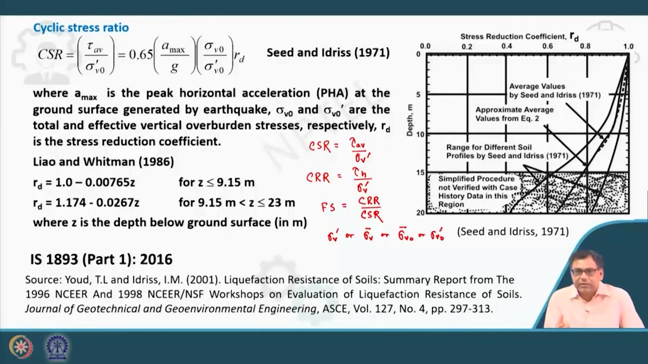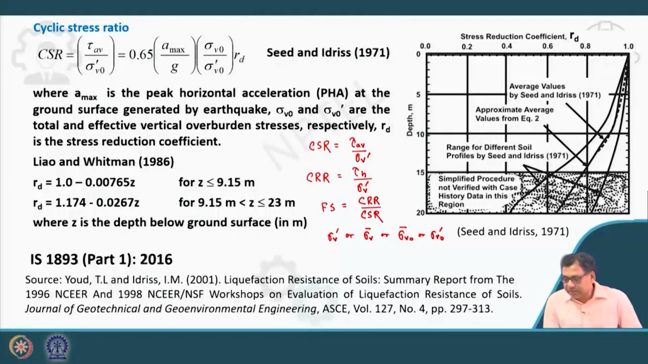Okay, if it is the ground surface Amax, then you can directly use it, or if it is the bedrock, then you have to do the ground response analysis. From the bedrock you will have to get the ground surface acceleration Amax, and that Amax you have to use here. I have already discussed those in my previous module. So here Amax is the peak horizontal acceleration at the ground surface generated by the earthquake. Sigma V or sigma V dash and sigma V0 or sigma V0 dash are the total and effective vertical overburden stress respectively. rd is the stress reduction coefficient.